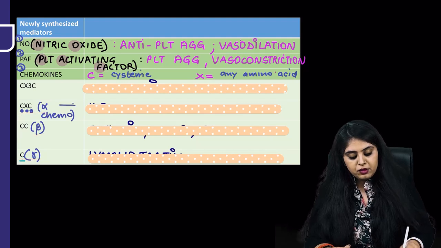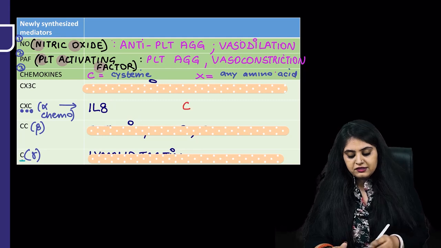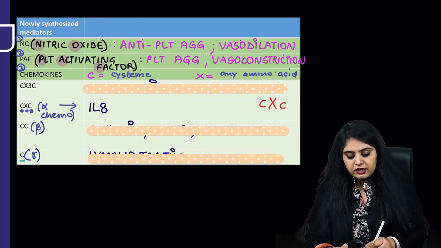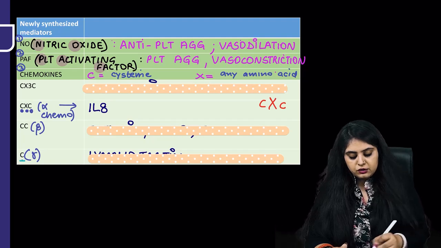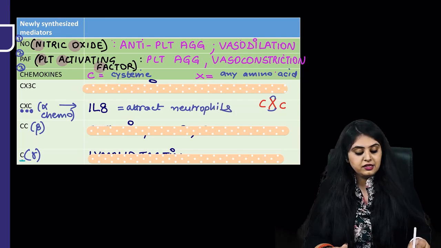So what is the example of CXC? It is going to be interleukin 8. How I have learned is that in CXC, you can convert X into 8. So this is how you will learn. It is interleukin 8. And what does it attract? It attracts the neutrophils. Coming to the next one, the last one first, that is C.